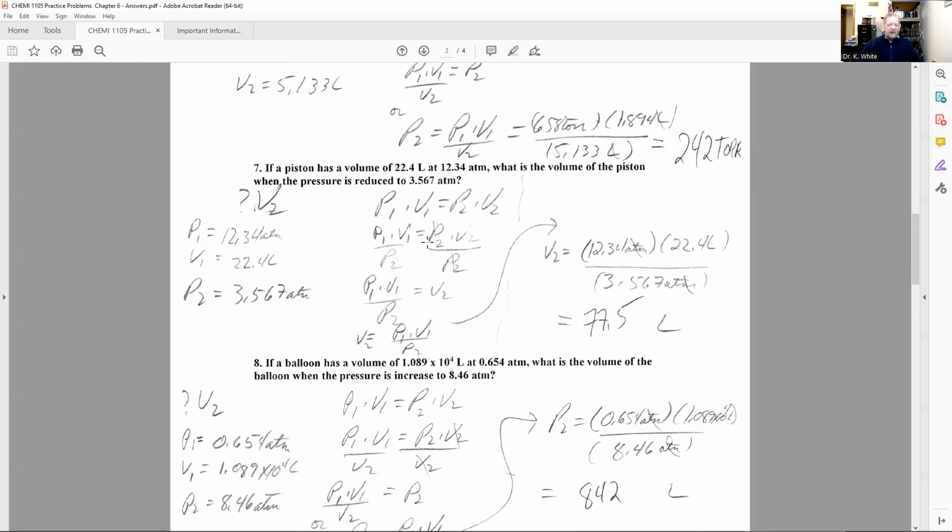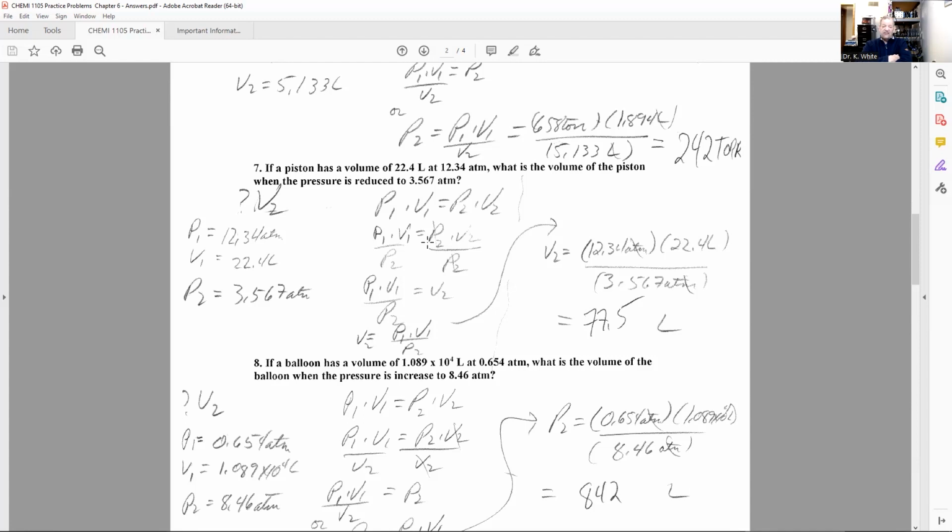Oh, let's do another one. Let's do number 7. If a piston, like in your car, the pistons that go up and down, has a volume of 22.4 L, that's liters, and 12.34 atm, that's pressure. What's the volume of the piston when the pressure is reduced to 3.567? And what are you being asked to find?